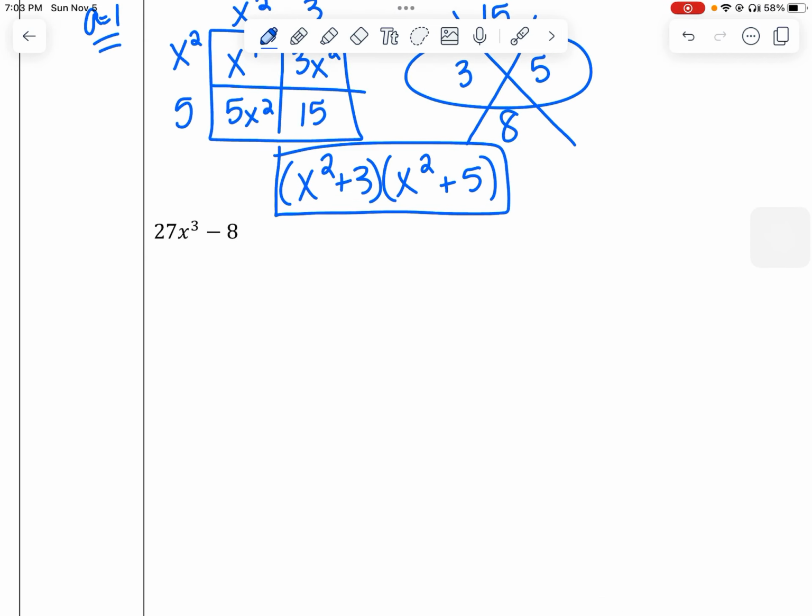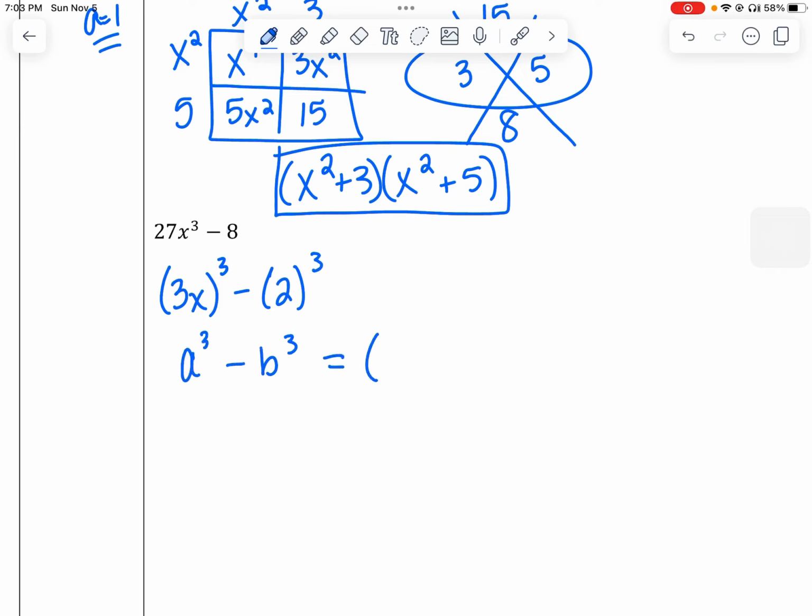This one is perfect cubes. 27 is 3 cubed and 8 is 2 cubed. So being practiced enough with these that you recognize that and then being able to rewrite it, 27x cubed would be the same thing as 3x cubed. 8 would be the same thing as 2 cubed. So now I have an a cubed minus b cubed.